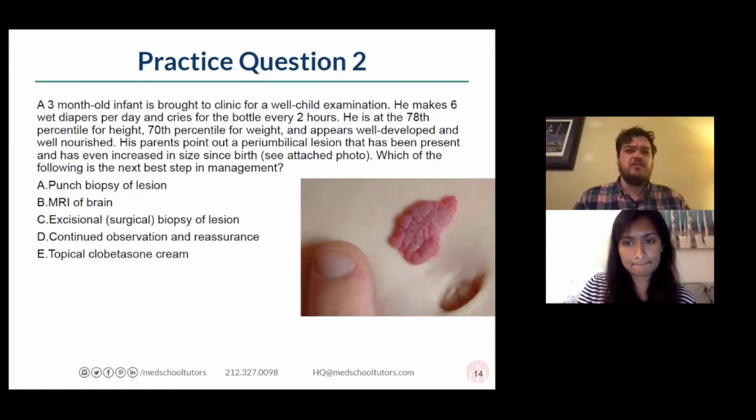Excisional surgical biopsy of the lesion. Again, I'm thinking invasive. Do I want to go there? Do I think this needs to be removed if it's been there since birth and doesn't seem to have affected the health of this infant at all? I don't think I'm going to go there yet. I'll strike that out.